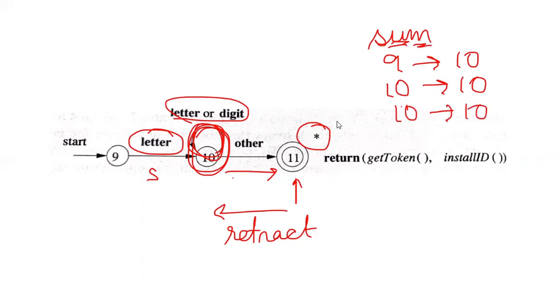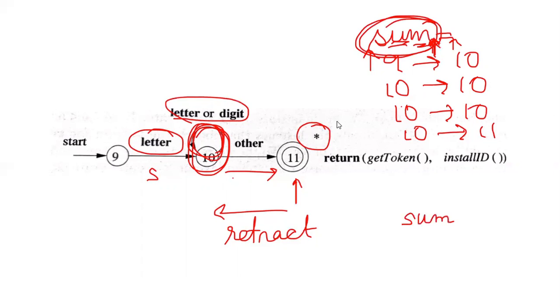I'm staying here. Then I see, say, equal. Okay. So that is others. So from 10 I go to 11. Now to get the identifier sum, my forward pointer was here now. So I have to move it back 1. So my lexeme begin is here and my forward pointer is here. So between lexeme begin and forward, what do I get? I get the identifier sum. Okay.